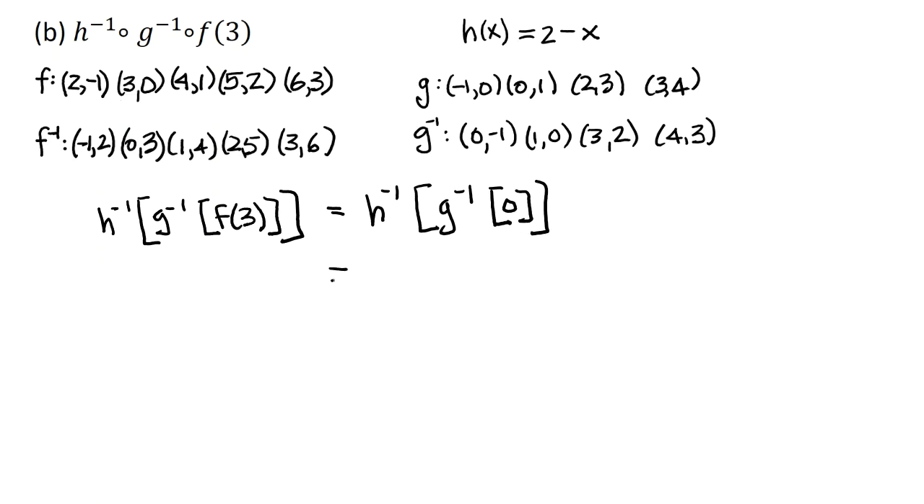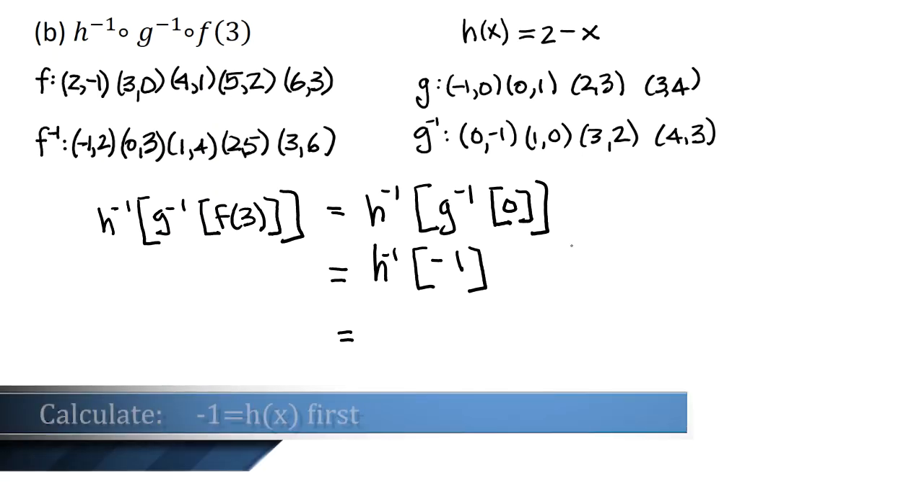And the next thing we need to do is look at g inverse and find out what that is. So g inverse, the output of g inverse is -1. Now, wait a minute, we don't have a function for h inverse. So what are we going to do here? Well, what we have to do is think this through.